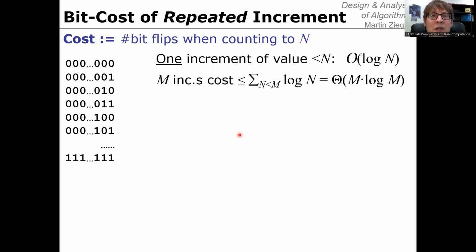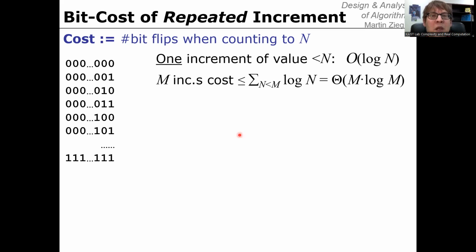that the cost of repeatedly incrementing can be up to m log m. That's worst case analysis applied repeatedly, but this is an overestimation. This worst case does occur, but it is very rare among the many repeated increments. So that's why we now proceed to a more careful analysis.